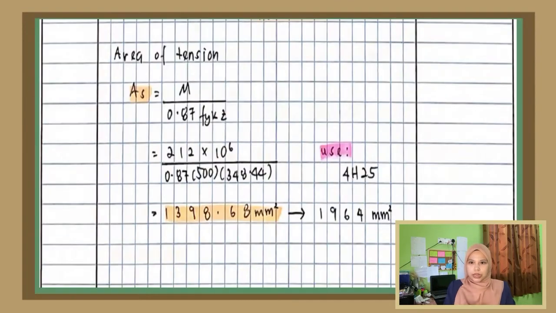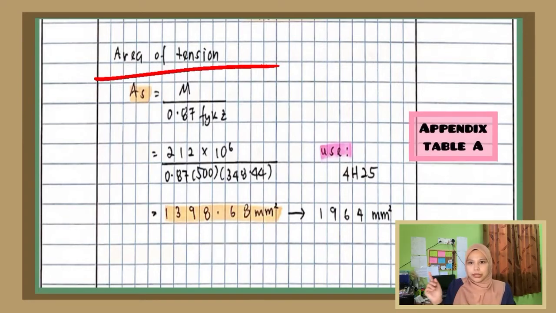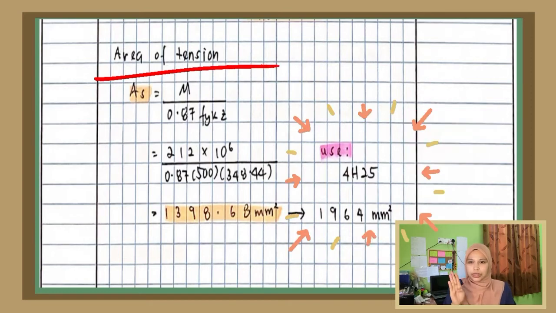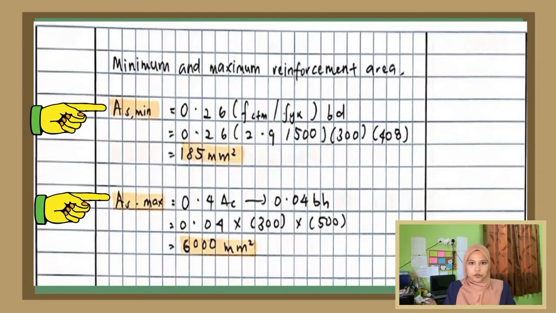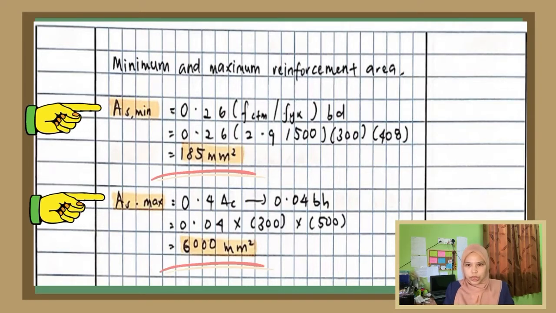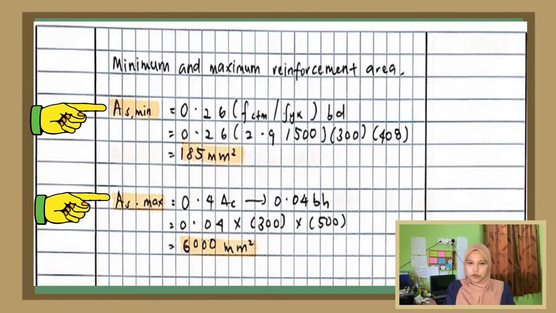And from that, we can get the area of tension is 1398.68 mm squared, and referring to table A, we use 1964 mm squared for 4H25. And for the last, we have to find the maximum and minimum area of tension. As min is 185 mm squared and As max is 6000 mm squared. Alright, that's all from me. Thank you. I will pass back this presentation to Liana.